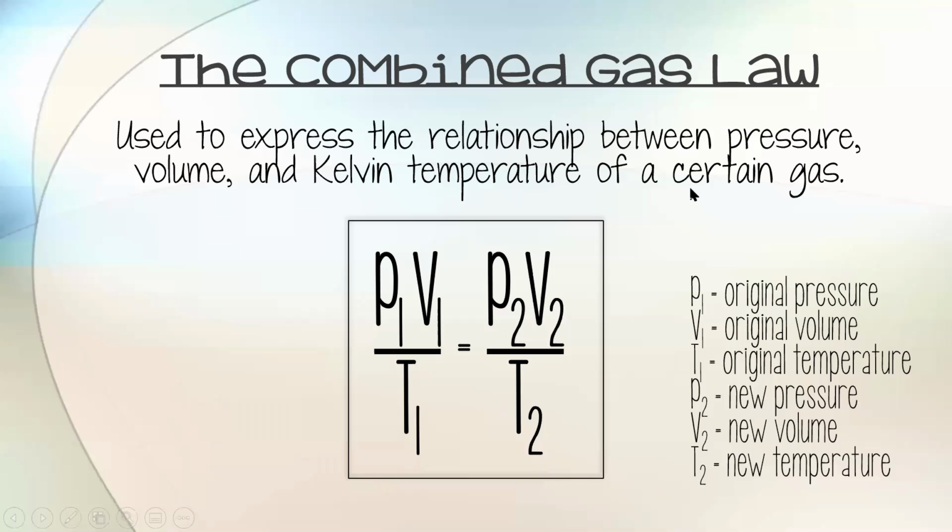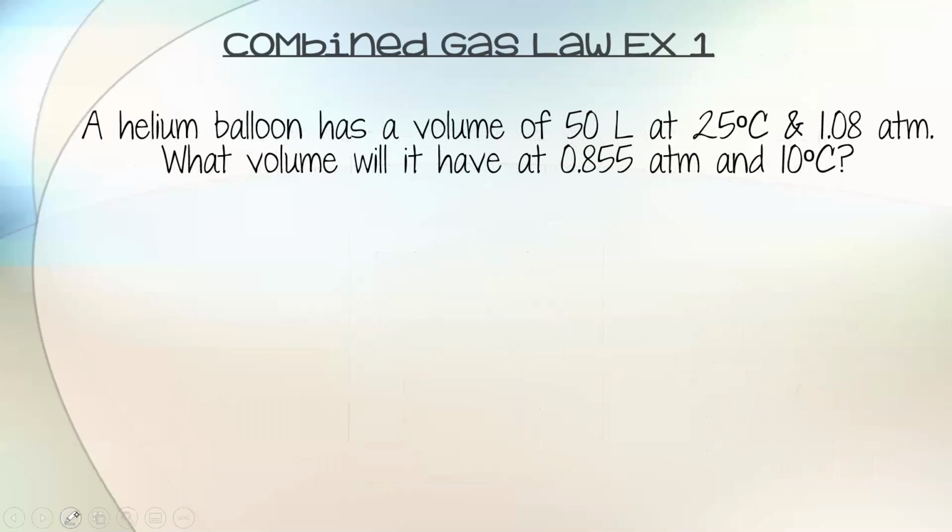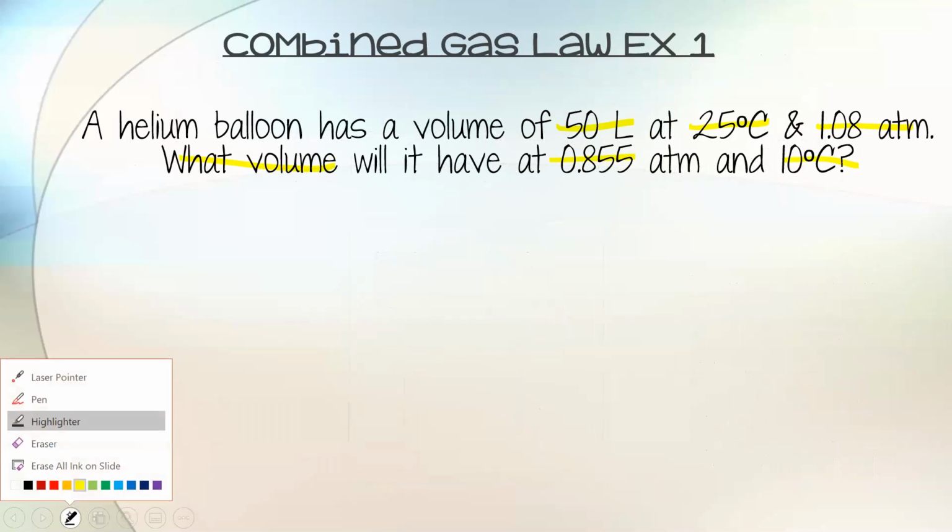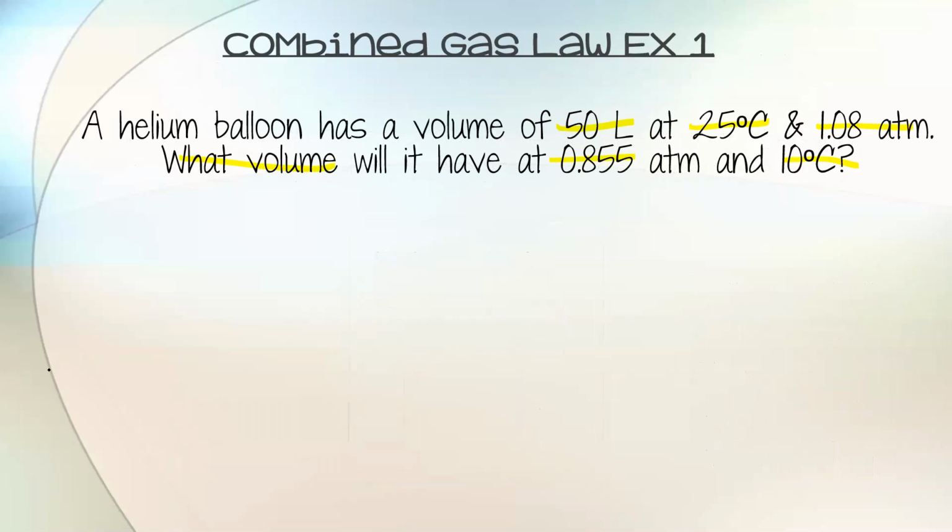Okay, back to this. Let's actually try a problem. So I'm going to highlight all the important stuff first. A helium balloon has a volume of 50 liters at 25 degrees Celsius and 1.08 ATM. What volume will it have at 0.855 ATM and 10 degrees Celsius? So just like before, I like to make a list. That's up to you. Now I've got 6 variables, 5 of which are given to me. P1, V1, T1, P2, V2, T2.